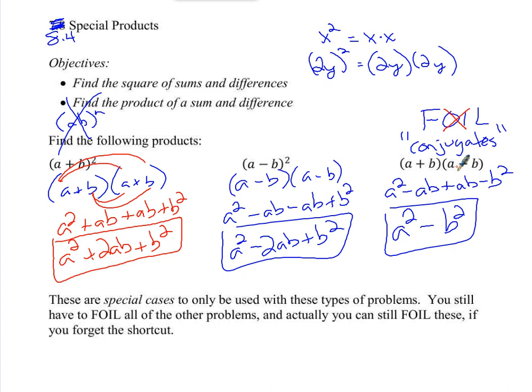Only when you have conjugates will this happen. Not every problem will have this happen, or this. So these are only special cases, and you can only use these patterns on special cases. You still have to FOIL all of the other problems, and actually, you can still FOIL these if you forget the shortcut, and like 98% of me recommends that you FOIL these anyway, even if you remember the shortcut. It's good practice, and it's worth it.